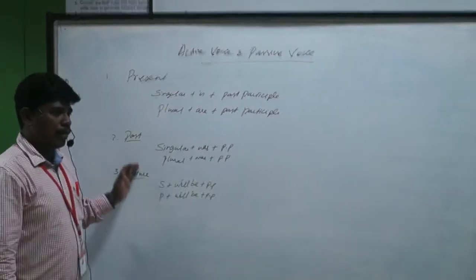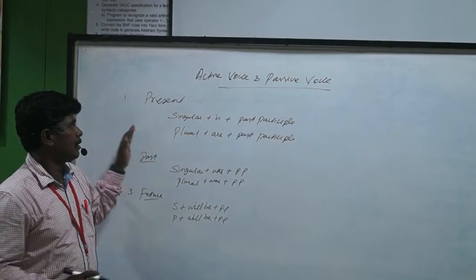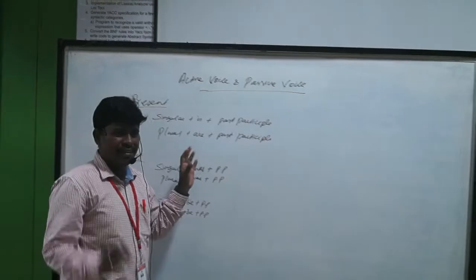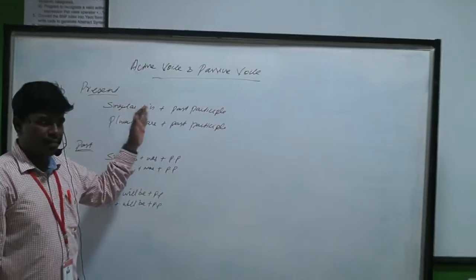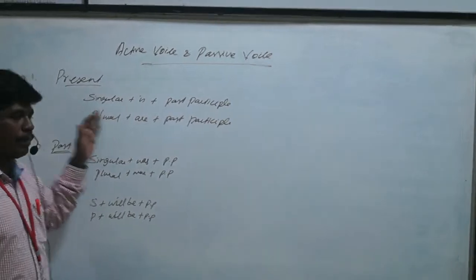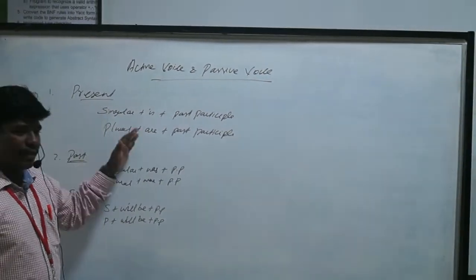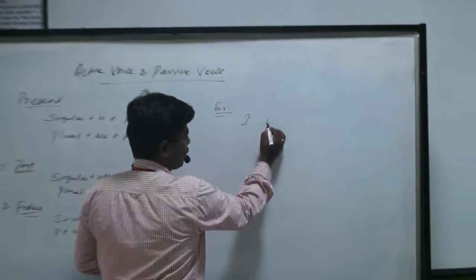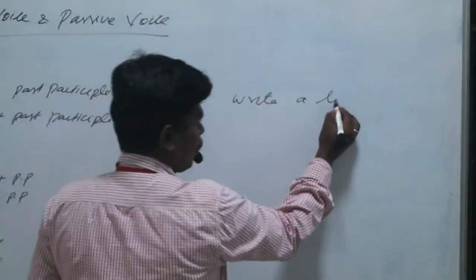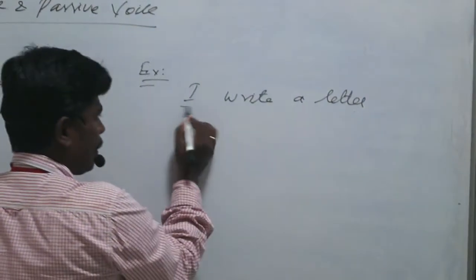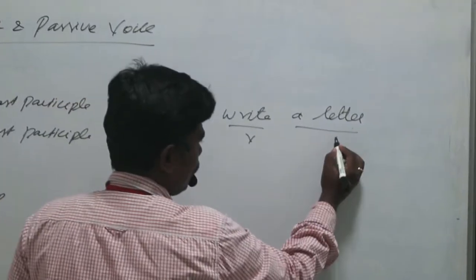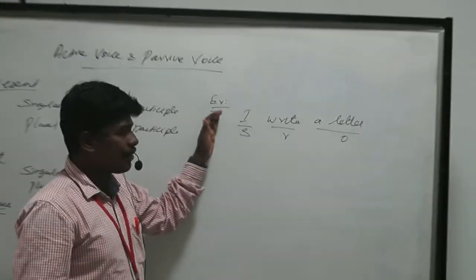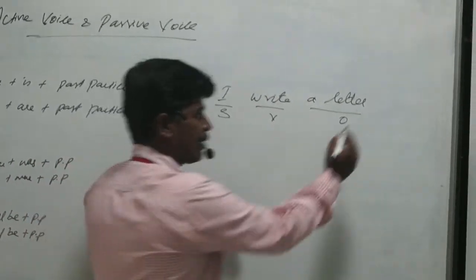These are the basic formulas. We should know these things. We know that present tense, past tense and future tense. So these are the small formulas. Singular plus is plus past participle, and plural plus are plus past participle. Why am I writing here? If I write one example, you could easily identify that. Okay, "I write a letter." Everyone knows this. It's a subject, it's a verb, and it's a direct object. And if you know this, at least it's an active voice.